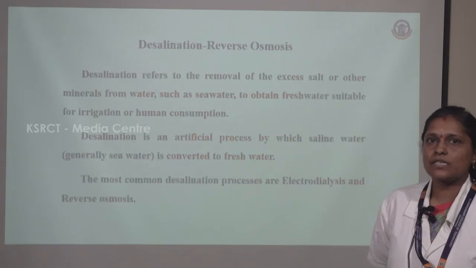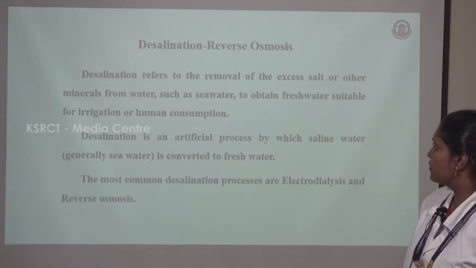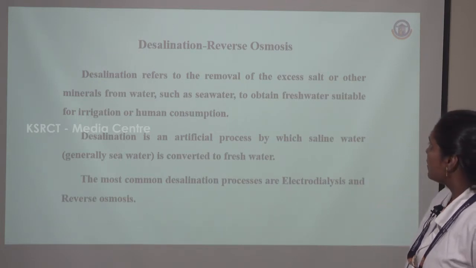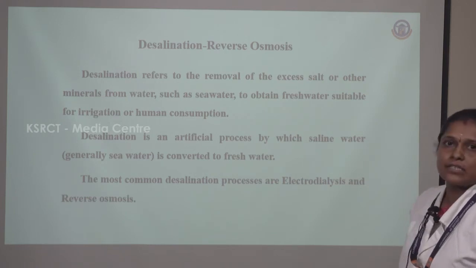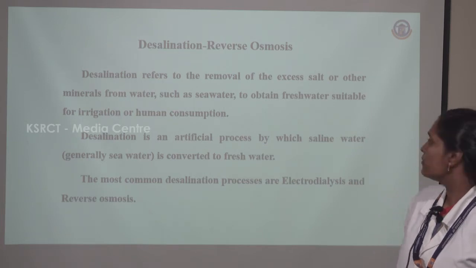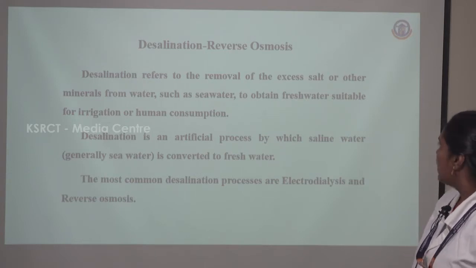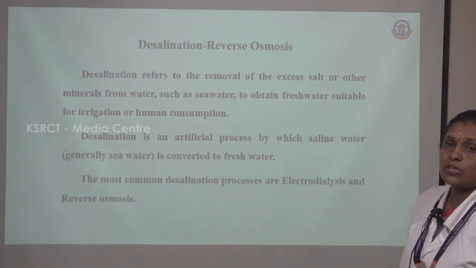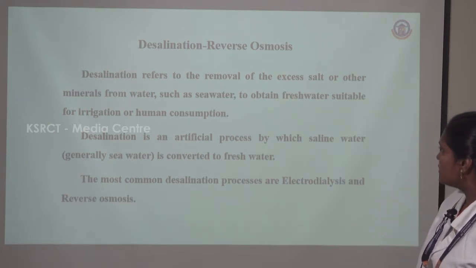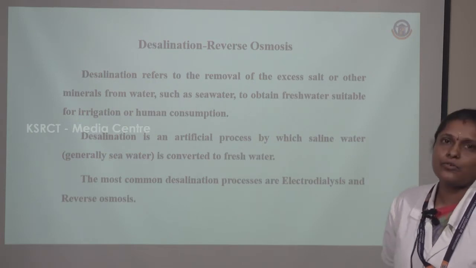First we see what desalination is. Here, desalination relates to reverse osmosis. Desalination refers to the removal of excess salt. Water contains some salt content, so we have to remove that salt. Excess salt or other minerals are removed from water such as seawater, to obtain fresh water suitable for irrigation and human consumption. So desalination is an artificial process by which saline water is converted to fresh water.